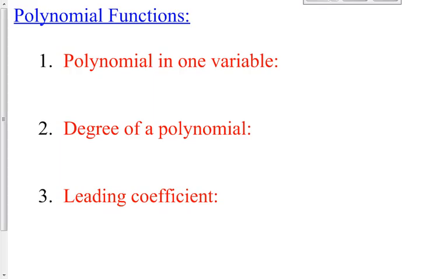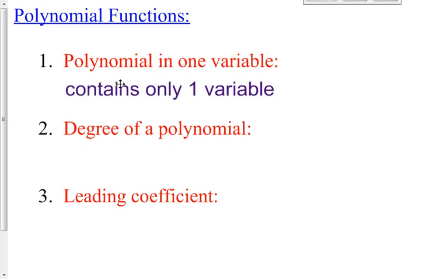So in this video, what we're first going to do is define a couple of the terminology aspects of this lesson before we get started. For the very first thing, we're going to find what a polynomial function is. A polynomial function is a polynomial in only one variable, which means that it only contains, obviously, one variable.